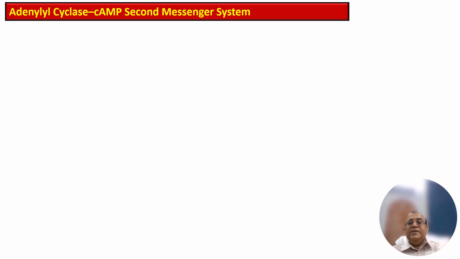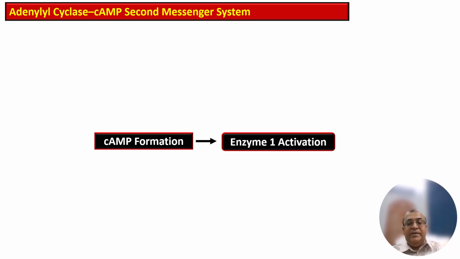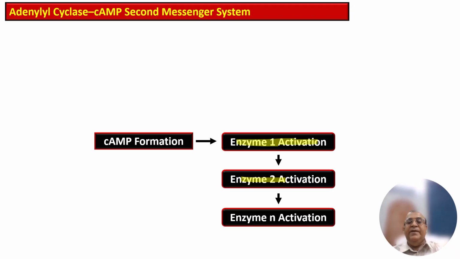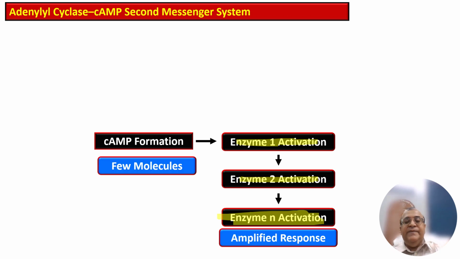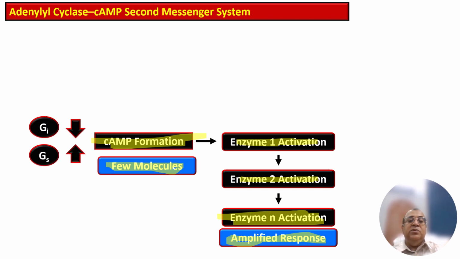The effect of the cyclic AMP is that it activates plenty of enzymes. There is first activation of one enzyme that activates another enzyme that activates a third one, and a chain or cascade of enzymes is activated by the initial cyclic AMP formation. So this is the mechanism by which a few molecules are responsible for an amplified response. So the response is dependent on the binding with the specific protein or the activation of the cellular machinery.